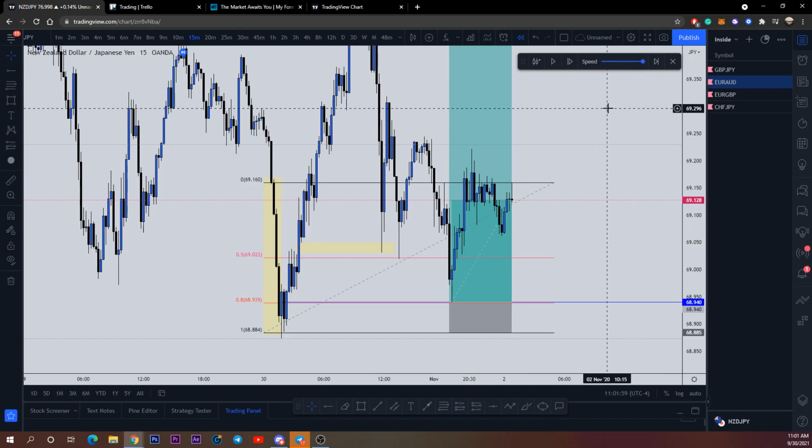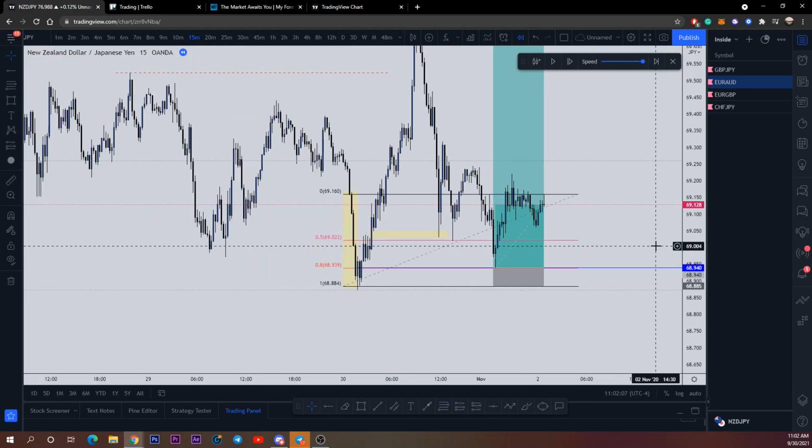But the point here is to look inside of these candles for the imbalances to know where to take the entry off. So that's all I wanted to cover for you guys, to show you a quick tip.